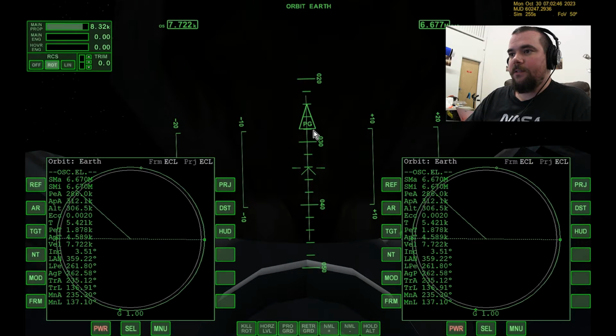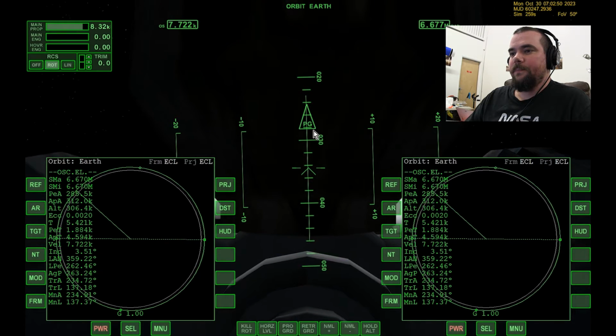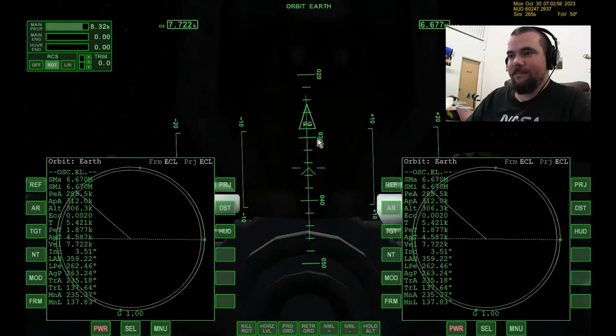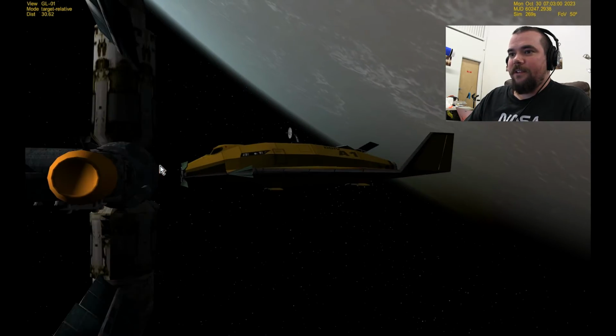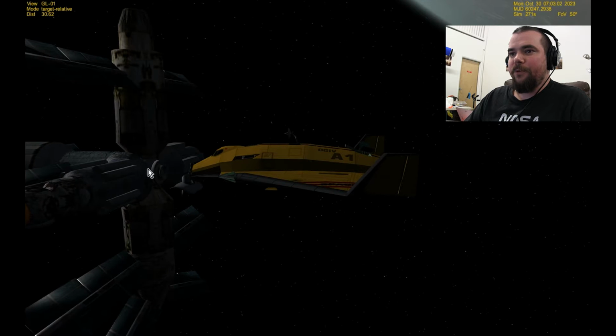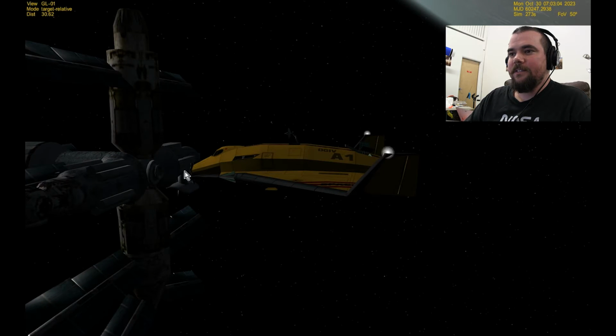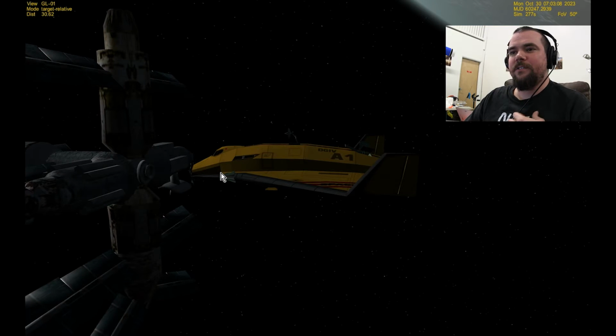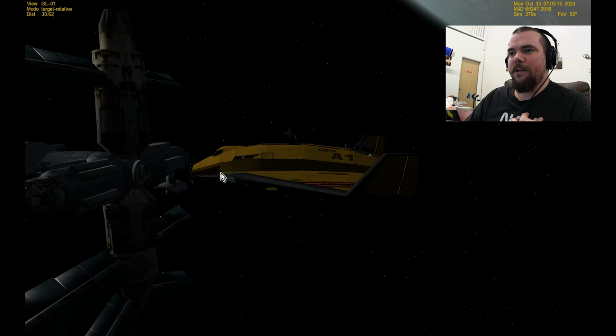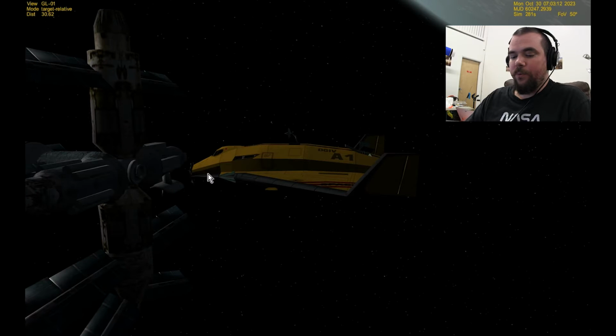Undocking in 3, 2, 1. Undocking confirmed. Cool. So you can see from this external view, I'm slowly moving away from Mir. All right, and so the next thing I'm going to do is put some distance in between my spaceship and Mir. We wouldn't want to damage it.